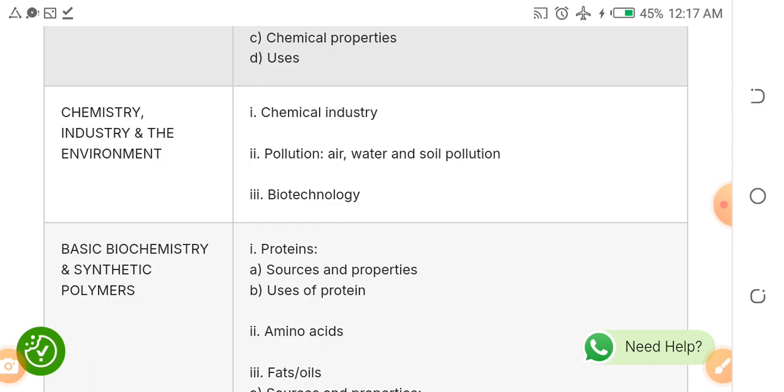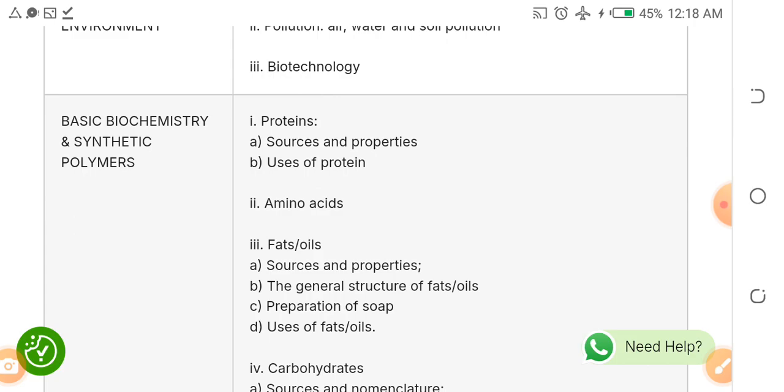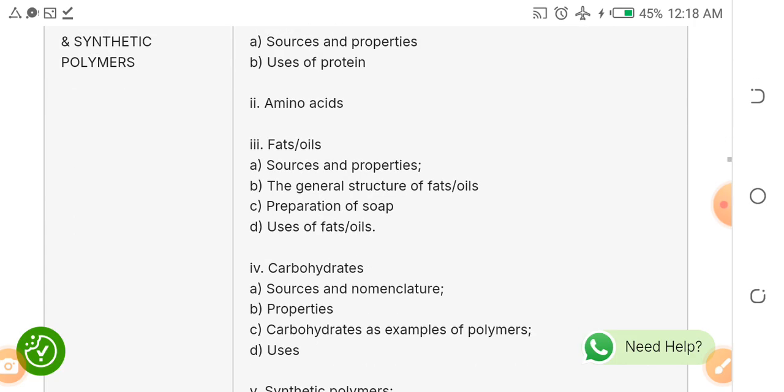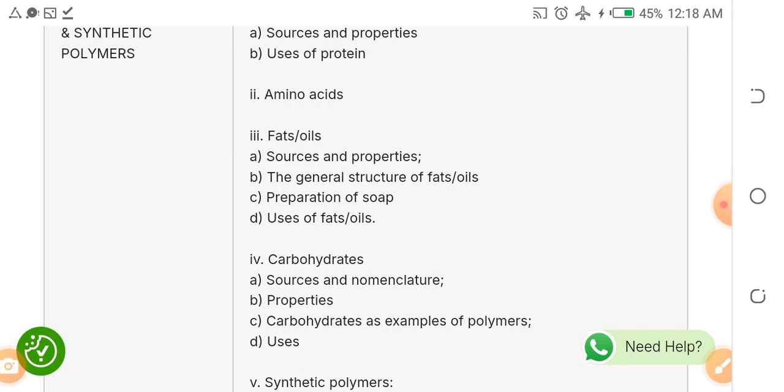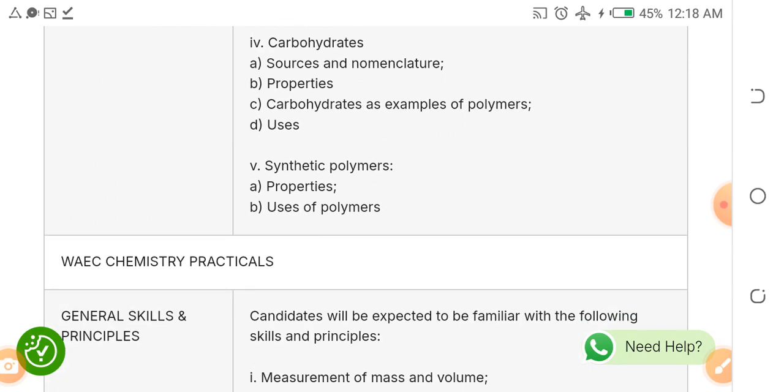Study chemical industry, pollution. Of course, this one is always coming out. Air, water and soil pollution, biotechnology. Study things like basic biochemistry and synthetic polymers, proteins, sources and properties, use of protein, amino acid, fats and oil, carbohydrates, synthetic polymers, properties, and all the rest.